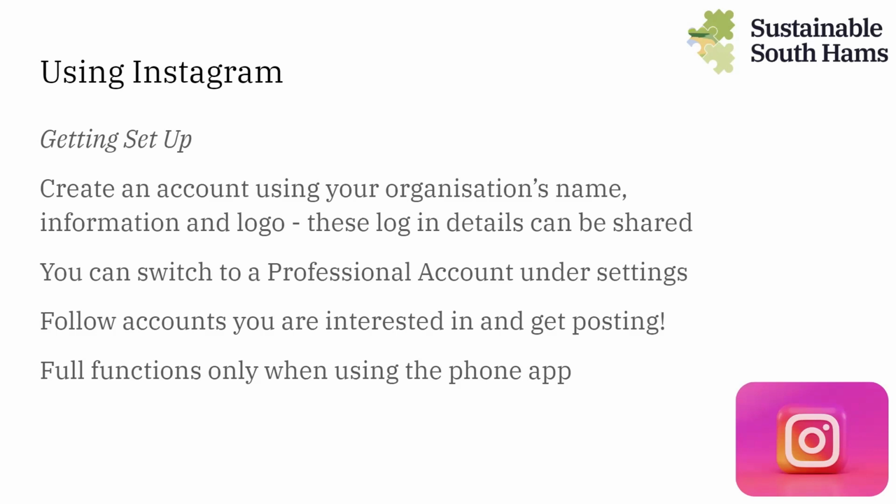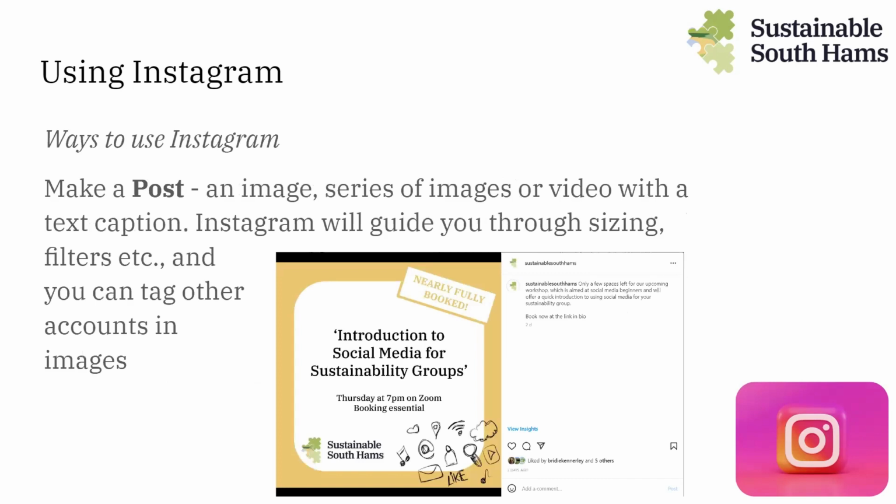I would note with Instagram, you're probably best off using the phone app. It's a little bit easier and you get the full functions. You can use it on a computer, but you don't get every single function and it's not quite as easy. So, ways to use Instagram: you can make a post, which is an image, a series of images, or a video with a text caption. When you put it up, Instagram will guide you through getting it the right size, putting filters or photo editing it, and then you can tag other accounts in the image as well.